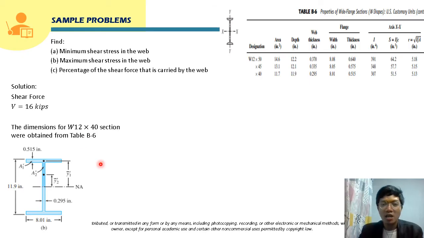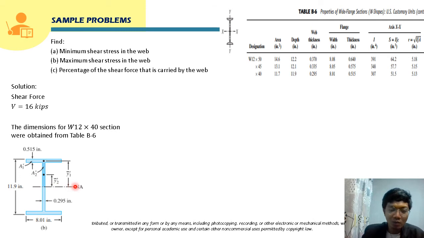Dito. Okay, so from here, class, our neutral axis will just be here. So, nasa axis of symmetry din ito ng wide flange section natin, since yung area dito sa taas, symmetric lang din sa area sa baba ng neutral axis. So, yung neutral axis niya nandito lang din sa gitna ng wide flange section natin.